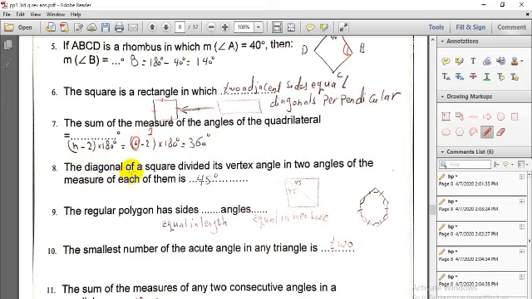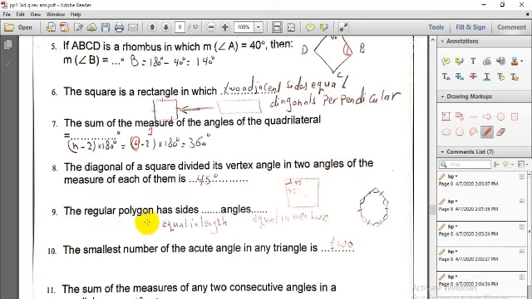The diagonal of a square divides. Again, look, it's so important. You find it a lot and many times with different ways, but it's still the same answer. Diagonal of a square divides its vertex. Do you remember the vertex? Of course, it's a right angle. So the diagonal divides it into angles of which the measure of each of them is 45. Very good.